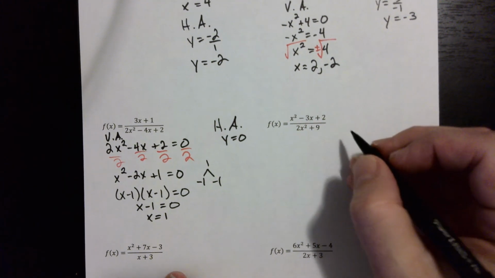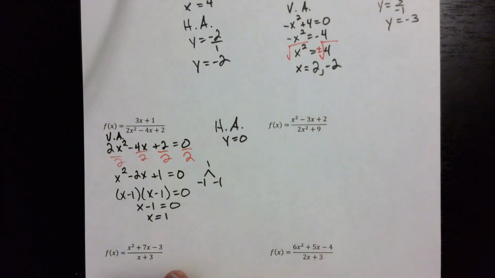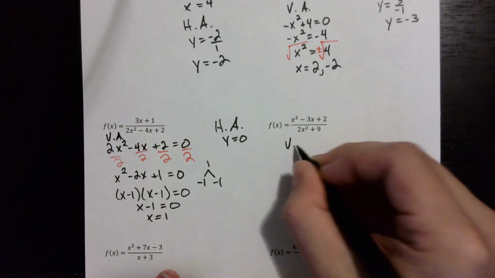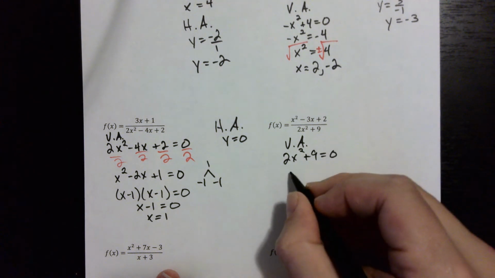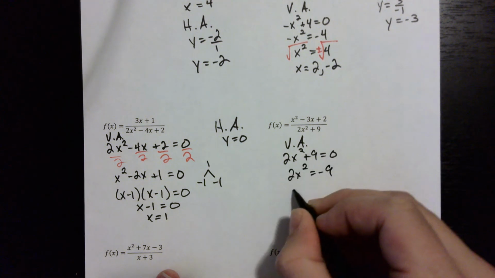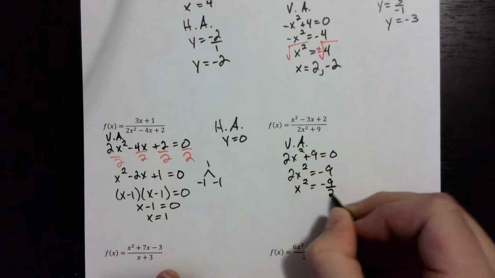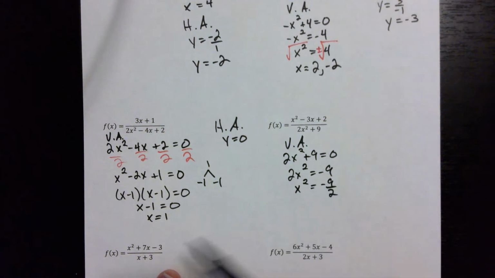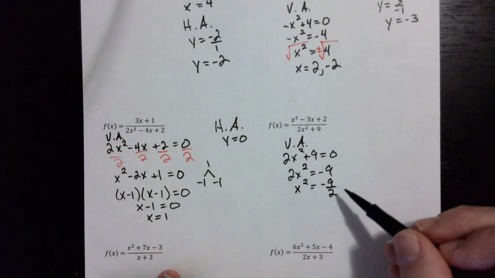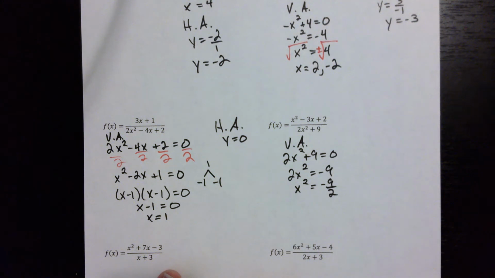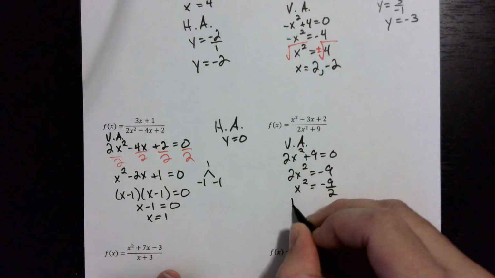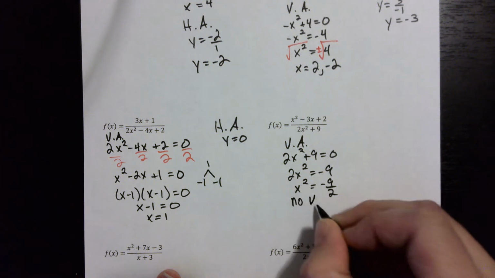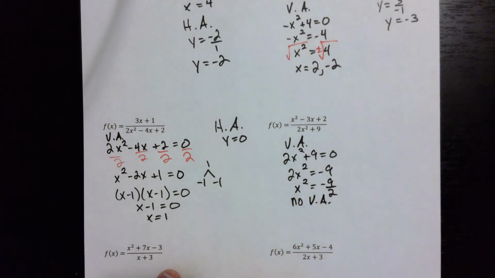So we've got a quadratic on both top and bottom again. So I'm going to set the bottom equal to 0 to find my vertical asymptote. So that's 2x squared equals negative 9, and that's x squared is equal to negative 9 over 2. Okay, so if I square root both sides like I did over here, I'll be square rooting a negative number, and that's going to start involving an imaginary number, a complex number. So we can't do this in real numbers. It's not going to give a real solution. So I'm going to say there are no vertical asymptotes because that gives a non-real solution.